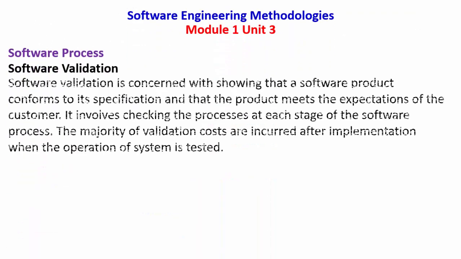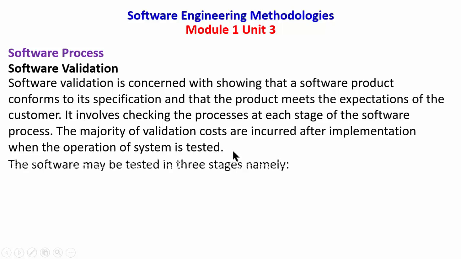Software validation. Software validation is concerned with showing that a software product conforms to its specification and that the product meets the expectations of the customer. It involves checking the processes at each stage of the software process. The majority of validation costs are incurred after implementation, when the operation of the system is tested.